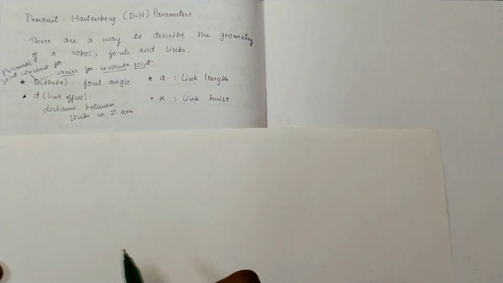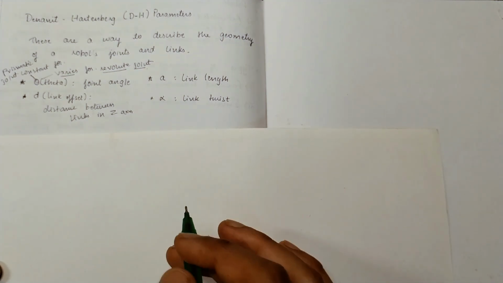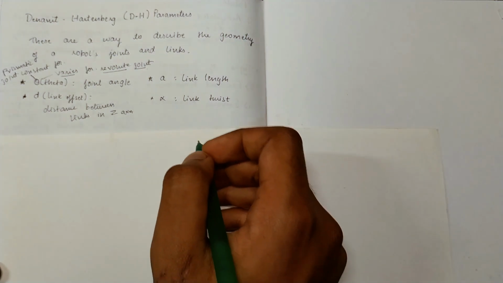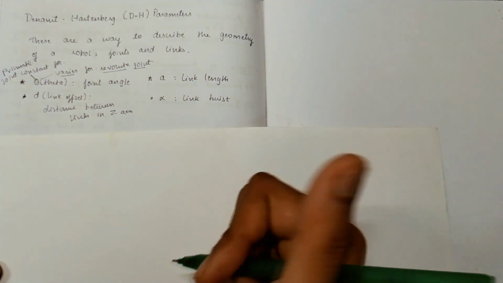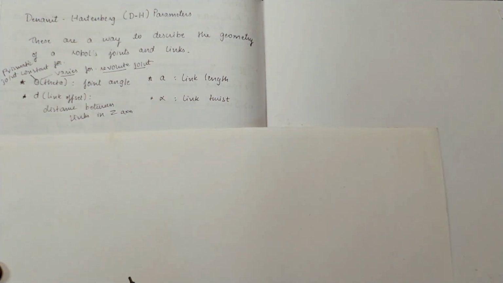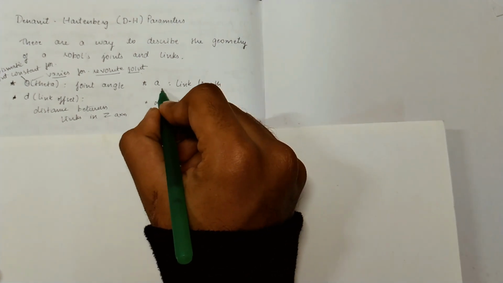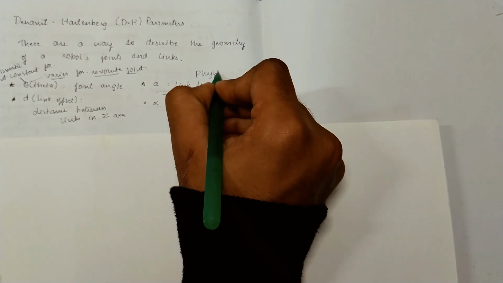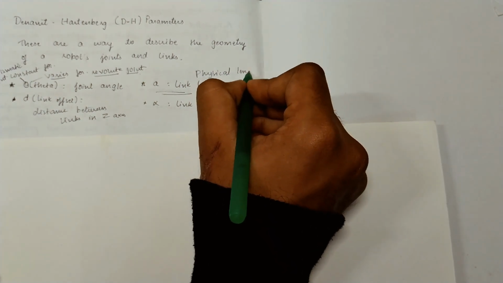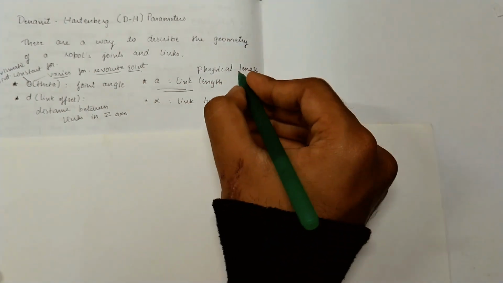So next comes A, link length. This is the distance between the z-axes along the common x-axis. This represents the physical length of the link.